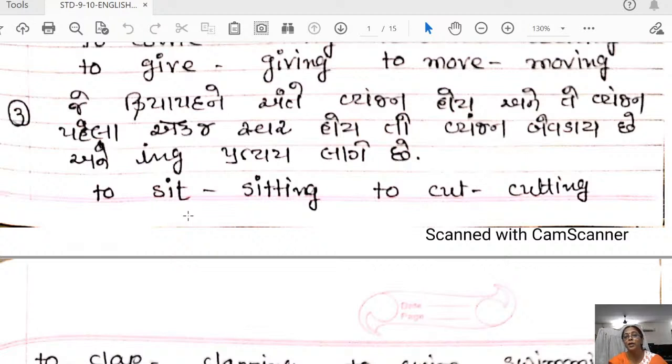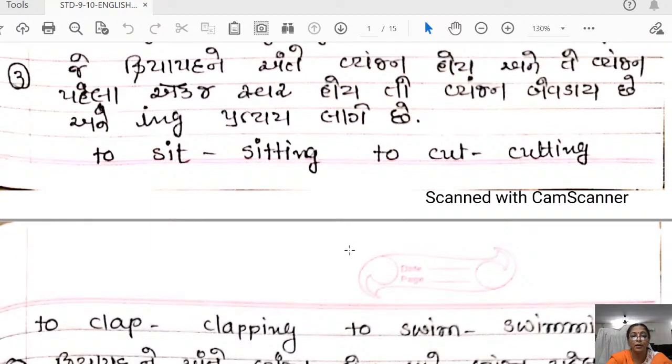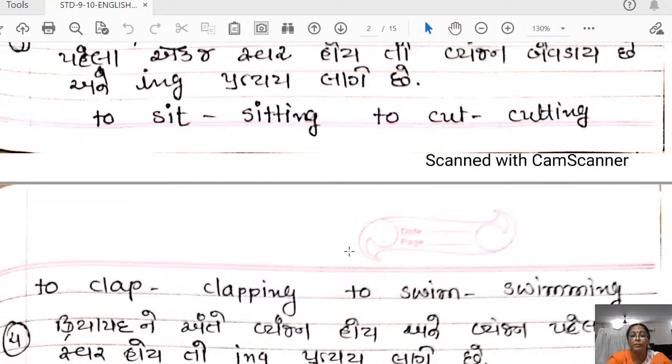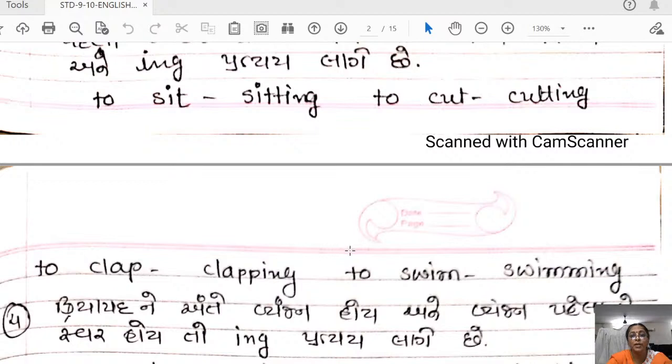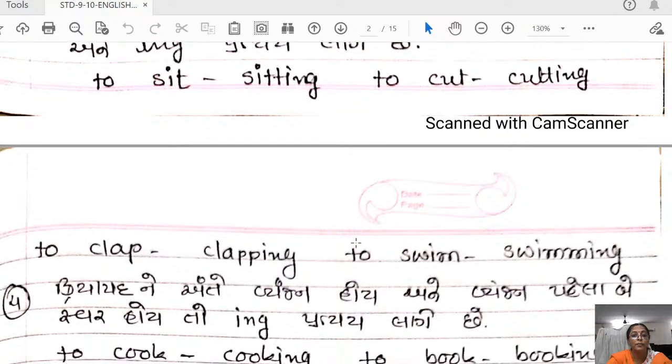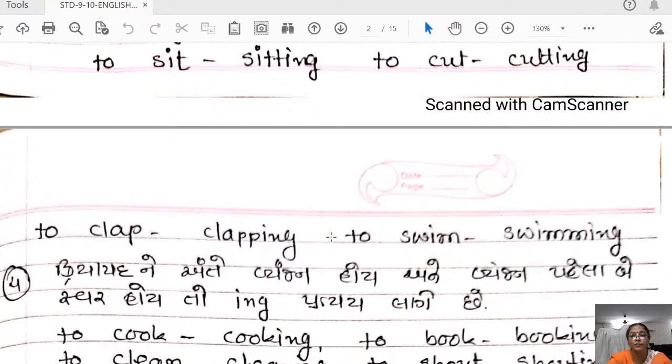In the word to cut, the last word is T. Before T it comes a U vowel. So the T becomes a double and becomes cutting. Next, to clap becomes clapping. To swim becomes swimming. So right, so when the last word is consonant and before it there is vowel, the last word becomes double and then we can put a ing for making a present continuous tense formation.